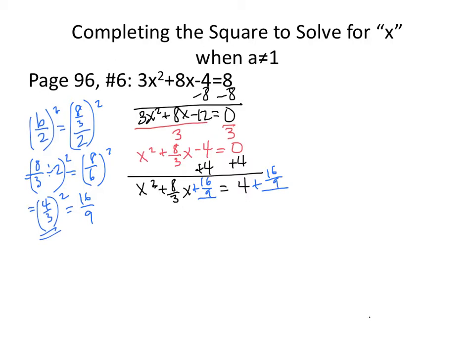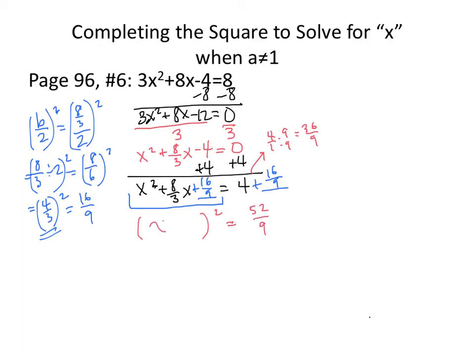And since this side is now a perfect square, I can replace it with a binomial squared. Let's figure out what's on this side. 4 plus 16 over 9, the denominator is 9, so I have my 4 over 1. I'm going to multiply top and bottom by 9 to get 36 over 9. And now I can add. From there, I'll get 52 over 9.